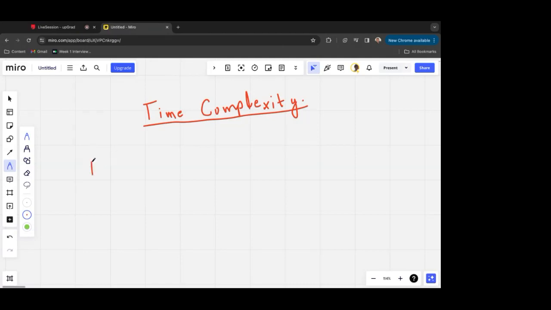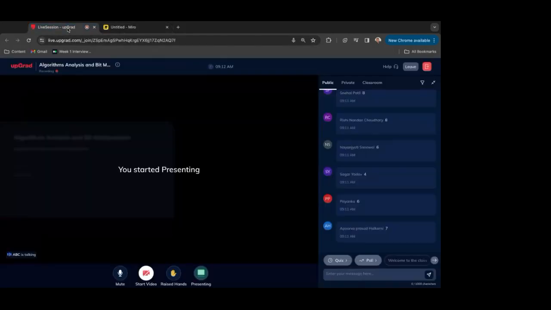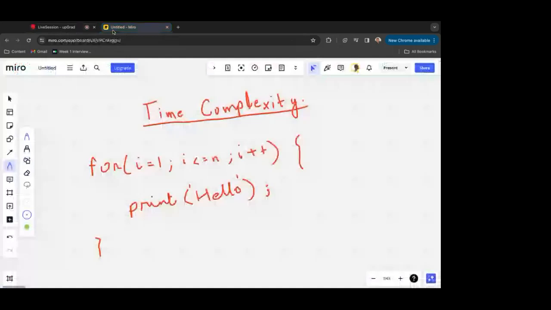Now, guys, let's take this example. Let's say we have a simple for loop. I'm not using any particular language as of now. I equal to 1, I less than equal to n, I plus plus, and if I do a print of hello, print or console.log, whichever language you have. So there would be a print of hello. Now, guys, can you tell me how many times this print statement would be printed? Any idea, guys?